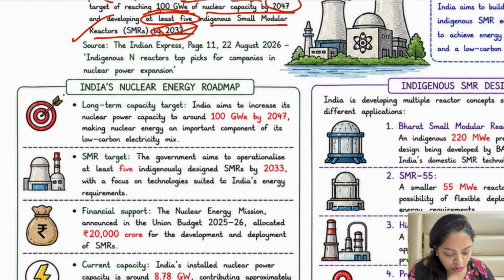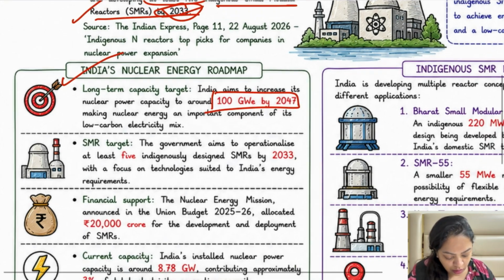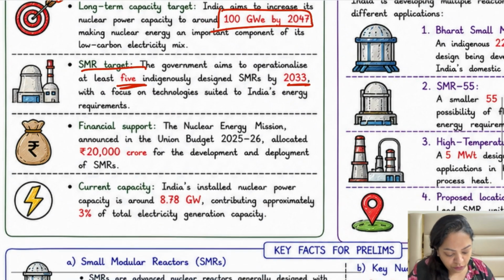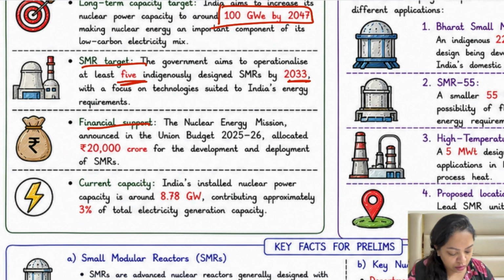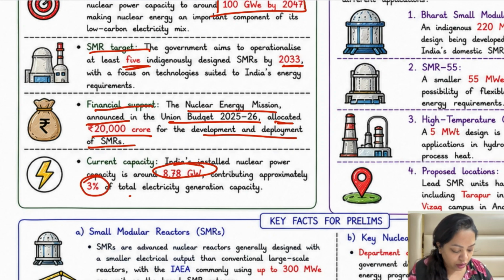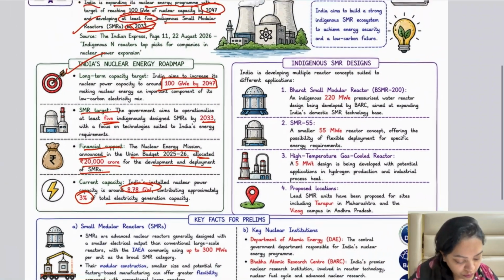Then we have India's nuclear energy roadmap. This is important, what the aim is. Then SMR target, we have discussed 5 by 2033. Then financial support is being given under the nuclear energy mission, which was announced in Union Budget 25-26. It allocated 20,000 crores for the development and deployment of SMRs. What is the current capacity? It is only 8.78 gigawatt, right? And this is around 3% of the total energy generation capacity.